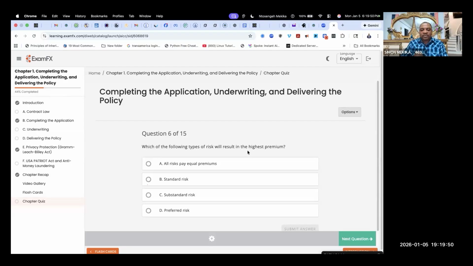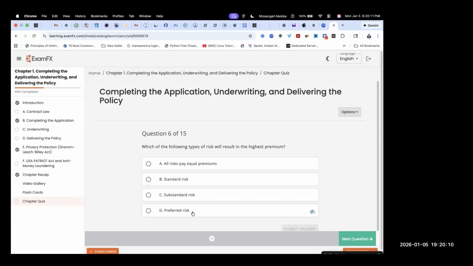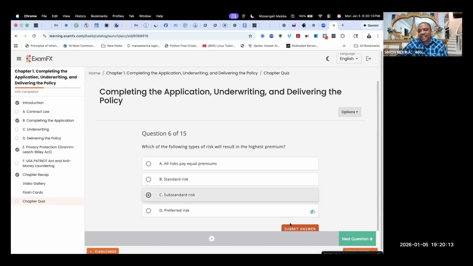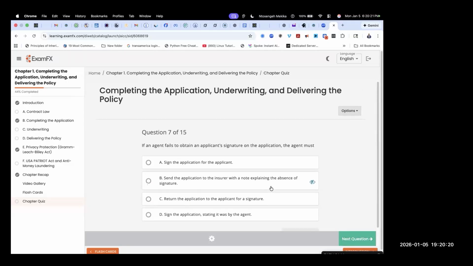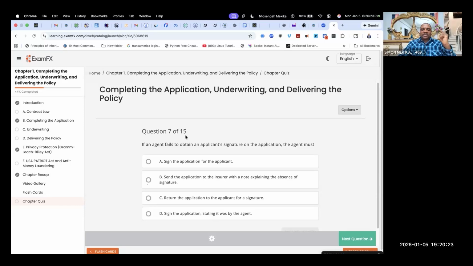Which of the following types of risk will result in the highest premium? Now it's just the opposite of that question, or maybe it's still this. It is in continuation of that question. Which of the following risks will result in the highest premium? Standard risk, substandard risk, or preferred risk? This one is a no-brainer. Quickly, let's go. Substandard, C. Of course, that's fast. I'm loving you guys. Great job, people.